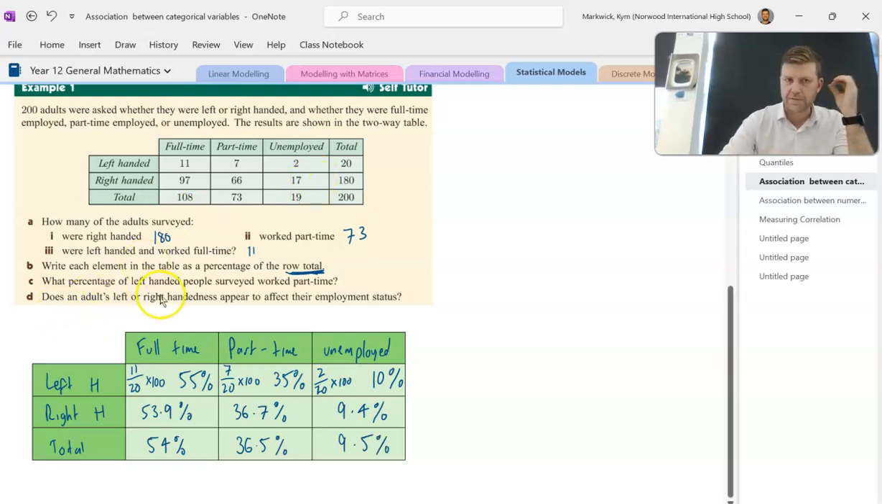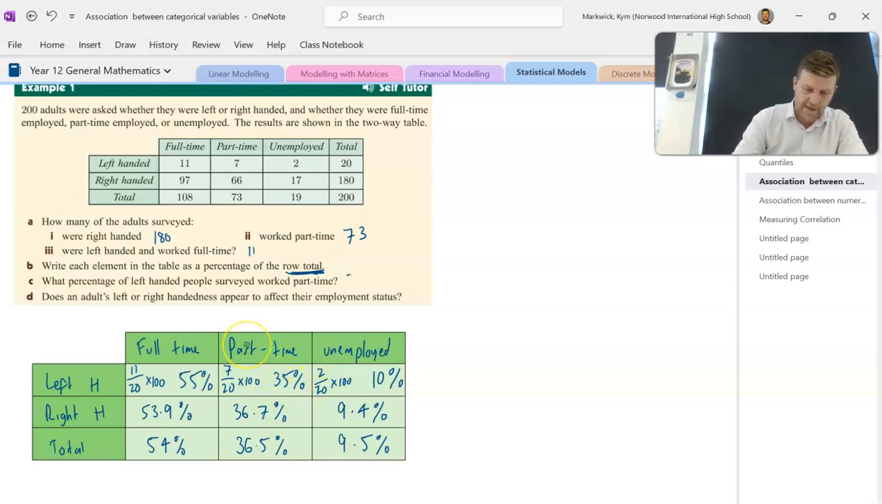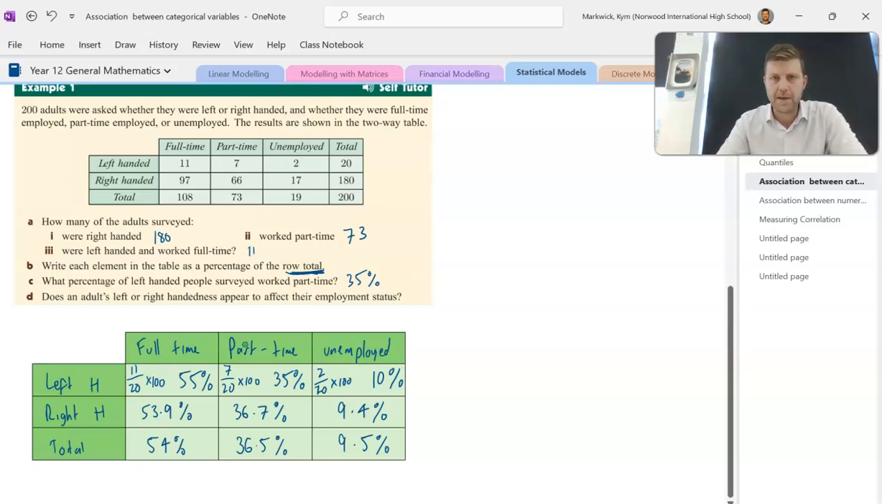All right, so the next question says, what percentage of left-handed people surveyed work part-time? So 35% of those that were surveyed and are left-handed work part-time. But now that I have this percentage table, it's a fairer comparison to make to answer this last question. Does an adult's left or right-handedness appear to affect their employment status? By looking at this, the answer is no. And why is the answer no? Because you can see that the row percentages are pretty much even, regardless of whether they are left-handed or right-handed. So full-time left-handers, 55%, full-time right-handers, about 54%, part-time left-handed, 35%, right-handers, 36.7%. So they're pretty similar. So the answer to that question is no.